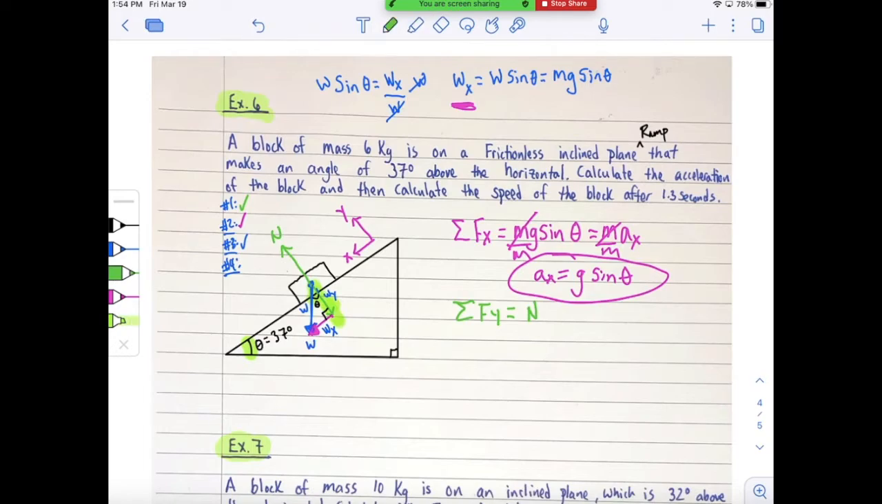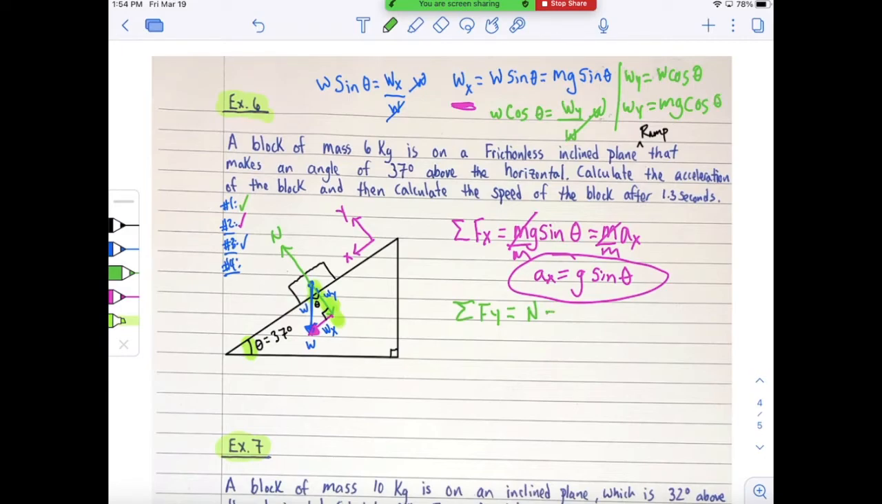So at the very top, I'm just going to do another little deal where I say, well, the cosine of theta is going to be the adjacent side, or Wy, adjacent over hypotenuse over W. So I'll multiply both sides by W. So we're going to say Wy is equal to W cosine of theta. And then we're going to say, oh, but I remember that W is equal to mg. So it's just going to be mg cosine of theta.